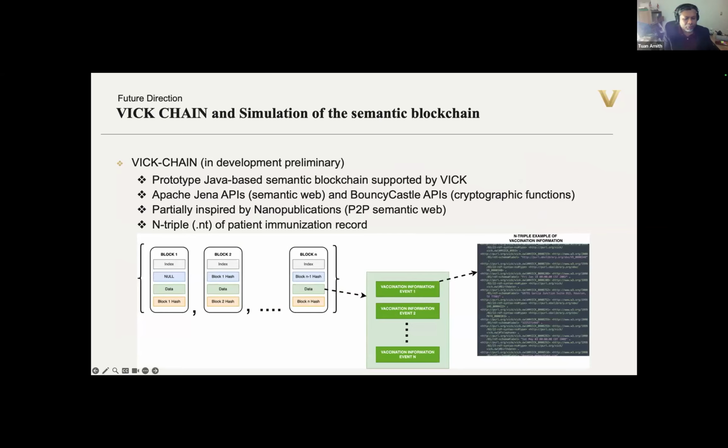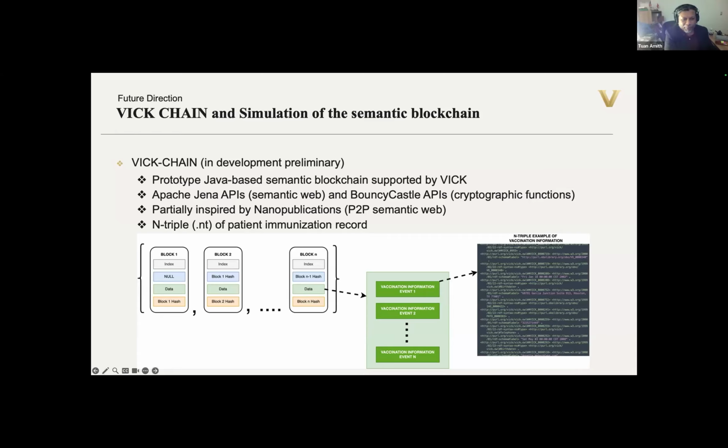So in addition to the work that Kevin has been involved in, we're also developing our own semantic blockchain called VicChain that leverages the work that Kevin has done with Vic. Essentially, this is a prototype semantic blockchain that's a Java-based application that uses Apache Jena as well as Bouncy Castle APIs for some of the cryptographic functions like the hashing, the encrypting, and decrypting.